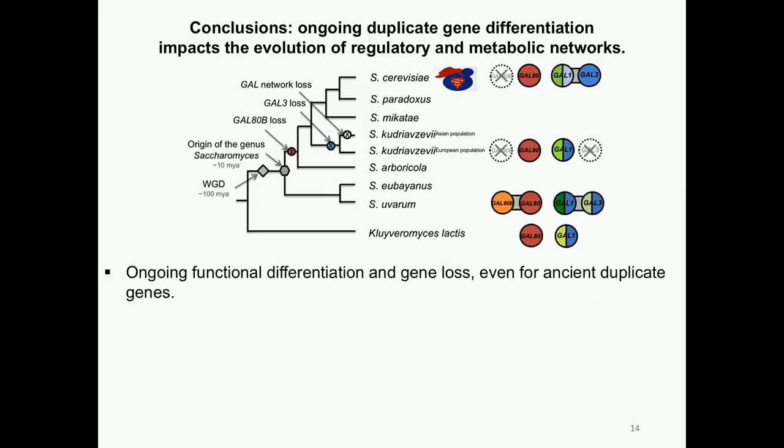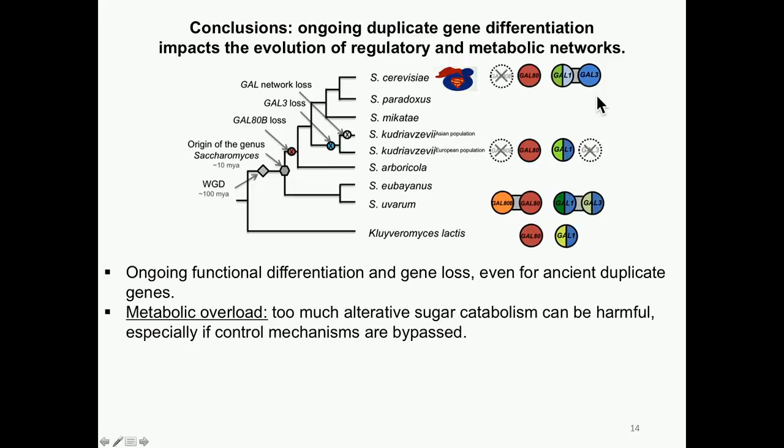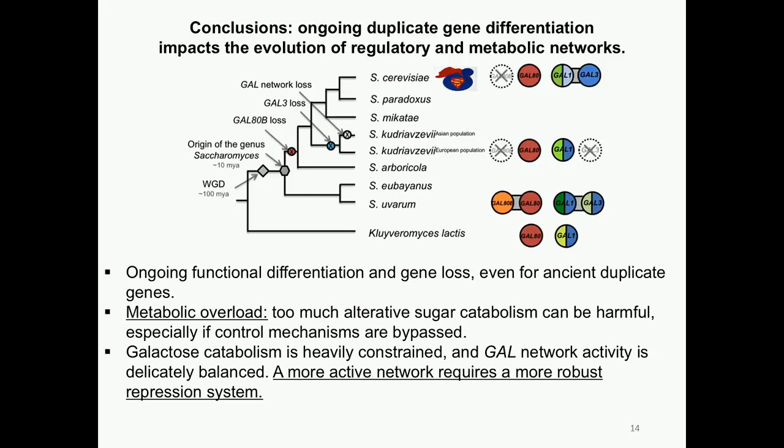So what I've shown you is that 100 million years after the whole genome duplication that created GAL1 and GAL3, we still have functional differentiation going on among these ancient paralogs. This is having functional consequences that allow the uvarum network to have more activity, and the cerevisiae network to be more tightly regulated, and indeed, in both of these cases, both GAL80 and GAL1 and 3, there are strong functional differences. I've also shown you that you can have metabolic overload if the control systems are bypassed. And finally, I've shown you that there's a connection between having that more active network in uvarum and the more robust repression system in order to keep it from over-inducing.